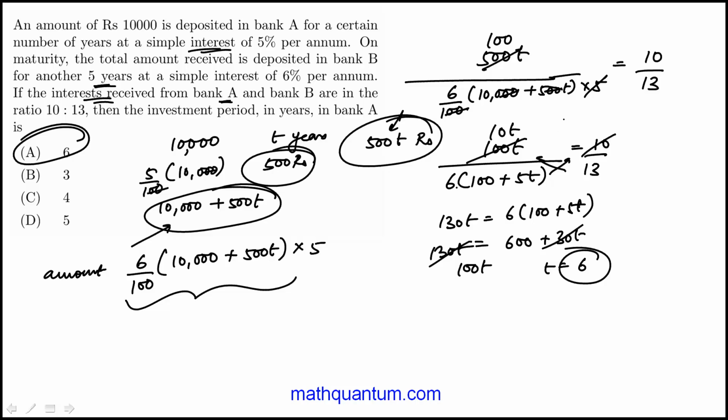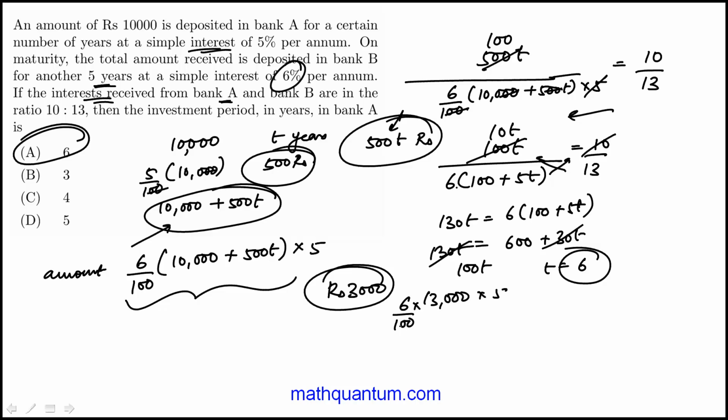Sometimes it's easy to make a mistake, perhaps in setting it up. So here, in 5 years, you're making 500, in 1 year. So in 6 years, that would be 3,000 rupees. And then the balance at the end of that period at Bank A would be then 13,000 rupees. And then you're earning 6% on that. So 6% for 5 years. So that would be 780 times 5. So 3,900 rupees would be earned at Bank B.